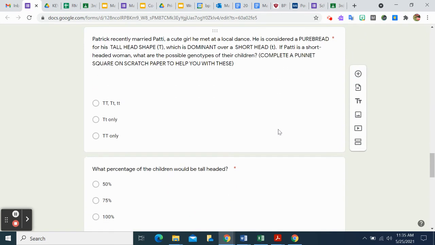Patrick recently married Patty, a cute girl he met at a local dance. He is considered a purebred for his tall head shape, which is dominant. So we have capital T over a short head, small t. If Patty is a short-headed woman, what are the possible genotypes of their children? So again, create another Punnett square and see if you can figure out which one is the correct answer.